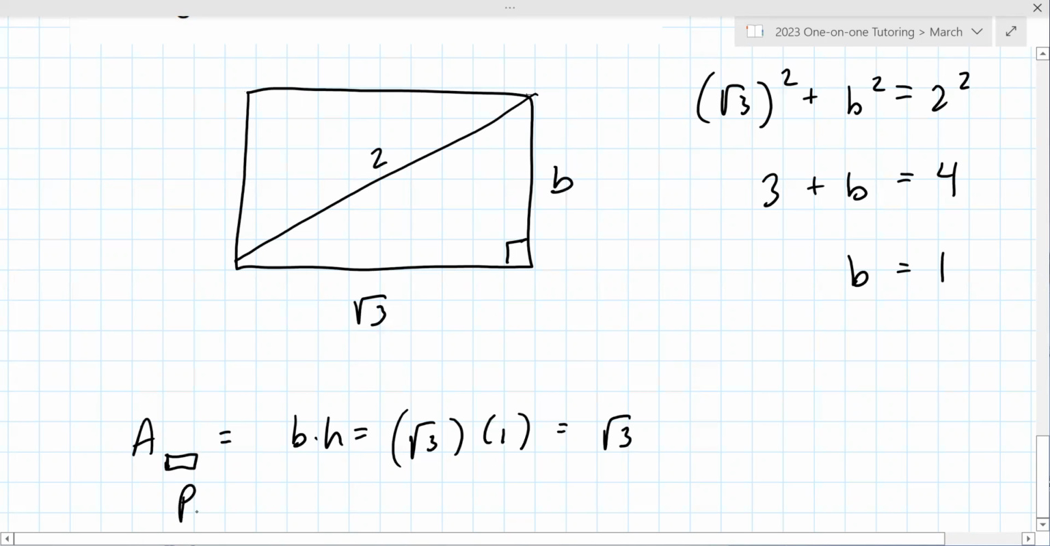How about the perimeter of the rectangle? It would be 2 square root of 3 plus 2. Very good.